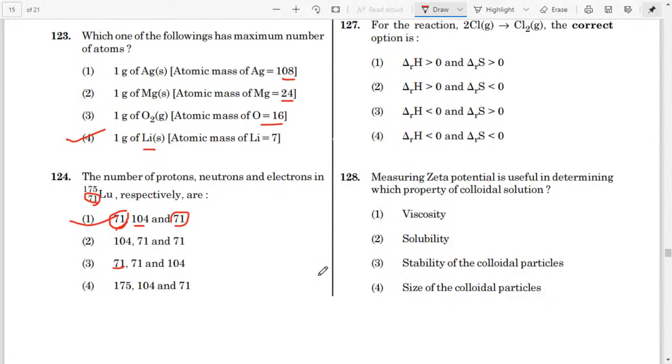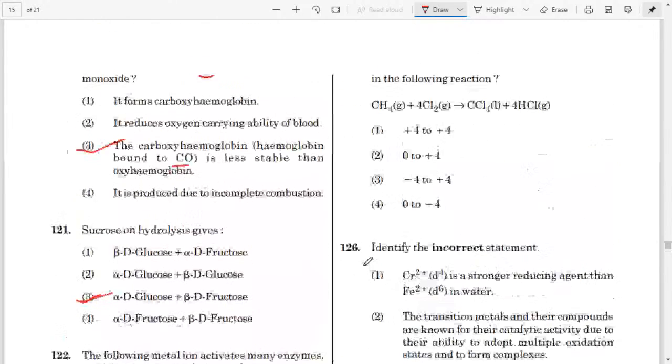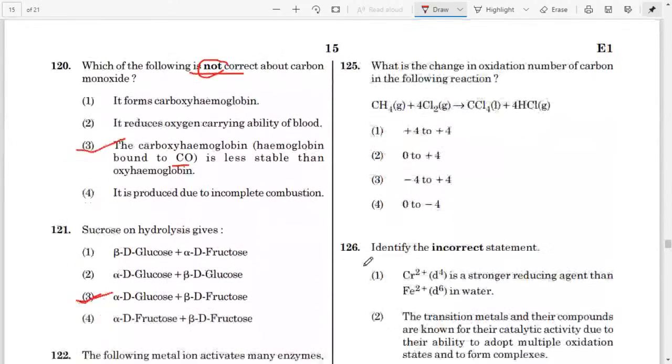Next, question number 125. What is the change in oxidation number of carbon in the following reaction? Methane plus chlorine gives CCl4 plus 4 HCl. What is the oxidation state? Here in methane plus 4, to here also plus 4. So plus 4 to plus 4, option number 1.